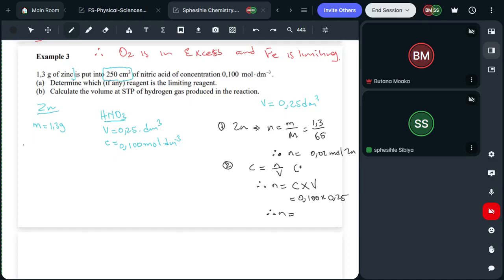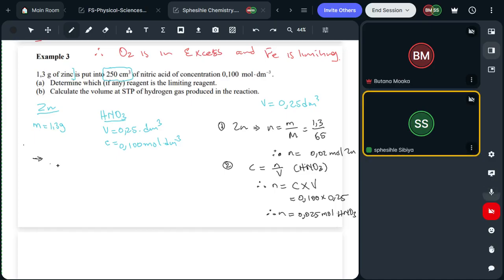So this one is for HNO3. So what do you get when you multiply these two terms? 0.025. So this is 0.025 moles of nitric acid, HNO3. So now you have the number of moles. Remember, when you have the number of moles, we need a balanced chemical equation. I'm going to write down my balanced chemical equation.